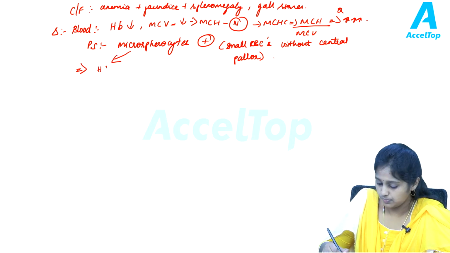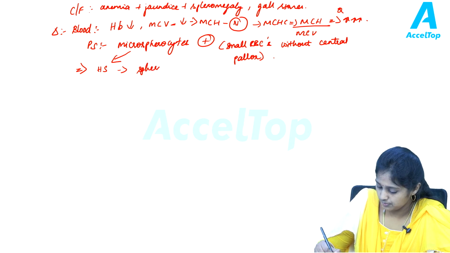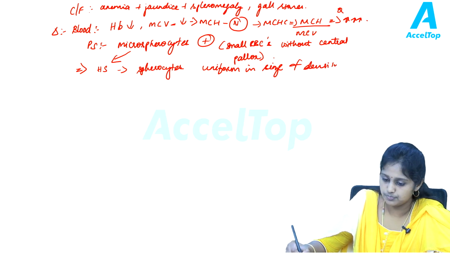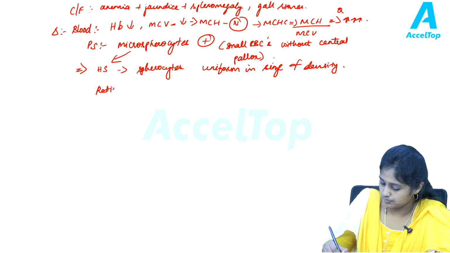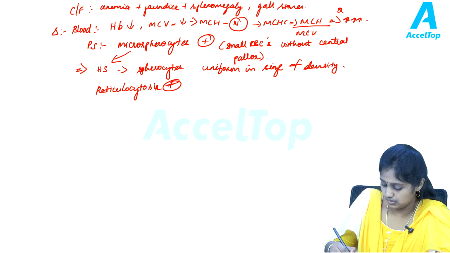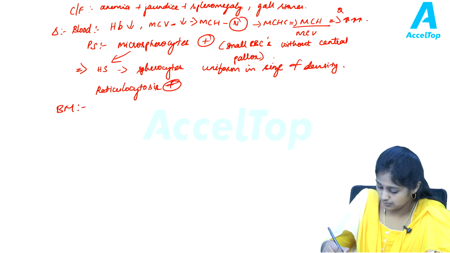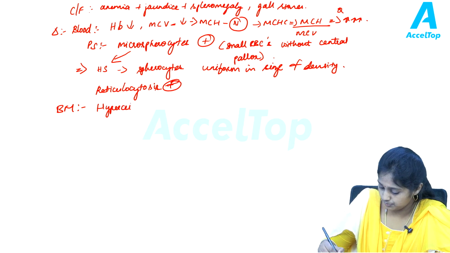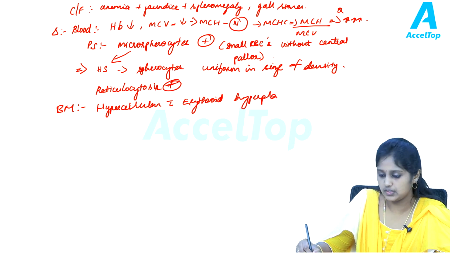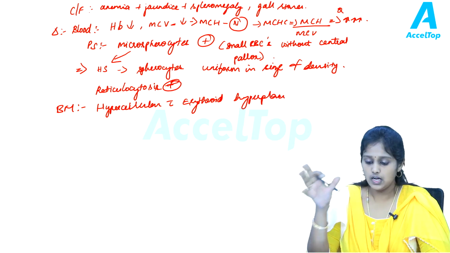Hereditary spherocytosis. These spherocytes are uniform in size and density. Reticulocytosis is present. Moving on to the bone marrow, what happens? Hypercellular marrow with erythroid hypoplasia. There is hypercellular marrow with erythroid hypoplasia.